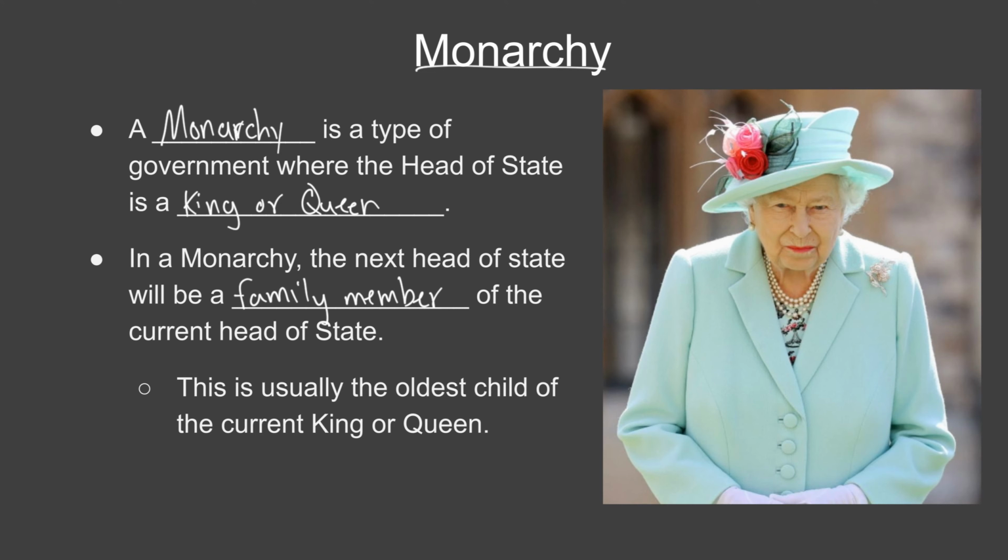And just for a distinction here, the head of state is the person who is in charge of the military of a country, and then some other things, but the most important factor would be the military. So a king or a queen is in charge of the military. We're going to look at the head of government here in just a second. The head of government is in control of the actual government processes, and often the head of state is the head of government, but not always in a monarchy. And in terms of the family member that will become the next head of state, it's almost always the oldest child of the current king or queen.